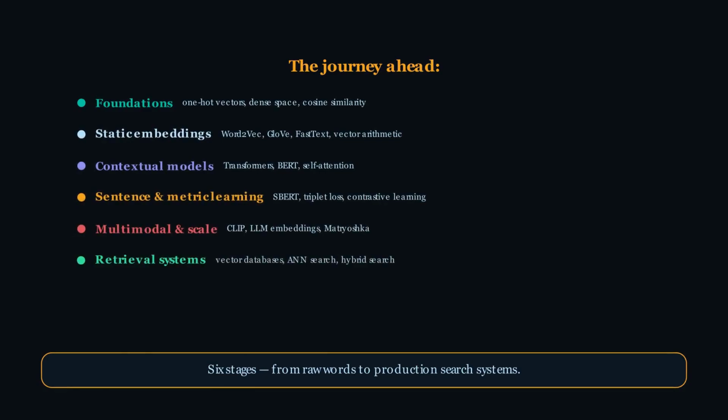We will move through 6 stages. First, the foundations, turning words into vectors and measuring similarity. Then classic static embeddings like Word2Vec and GloVe. Then the contextual revolution powered by transformers and BERT. Then sentence embeddings and the loss functions that shape them. Then multimodal and large-scale embeddings. And finally, how real systems search billions of vectors in milliseconds.